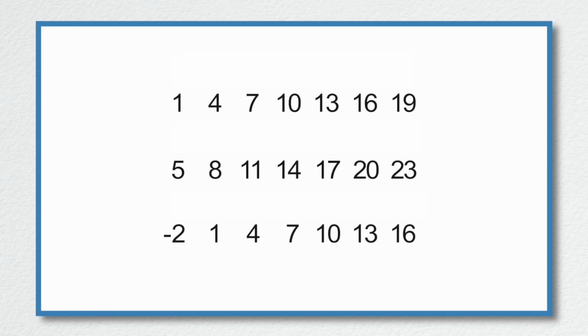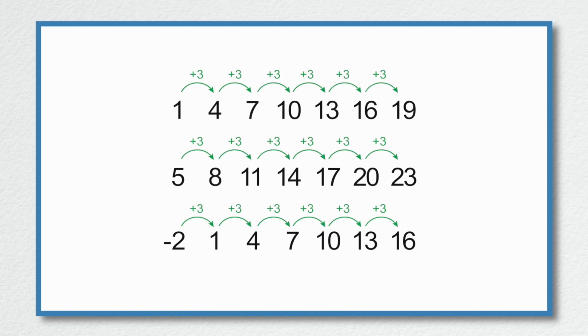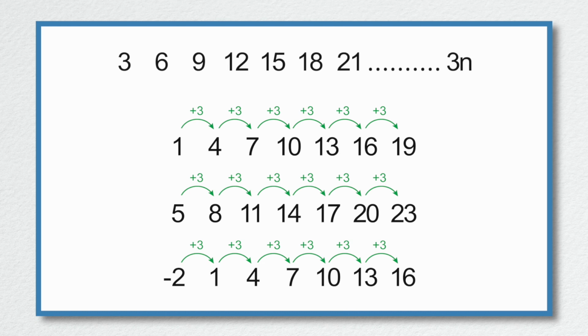Here are 3 more sequences. In this case, for each sequence we're adding 3 each time. So I'm thinking of the 3 times table. I'm going to apply the same approach as I did for the other sequences to find the general rules for these 3 sequences. You might want to have a go at this yourself, so feel free to pause the video, and when you have found the rules, press play to get the answers.